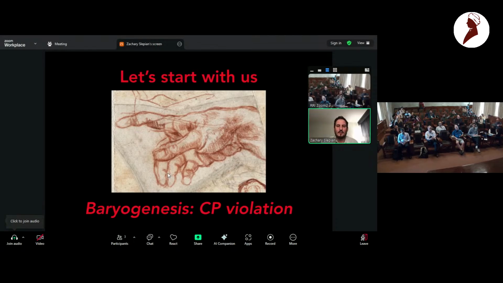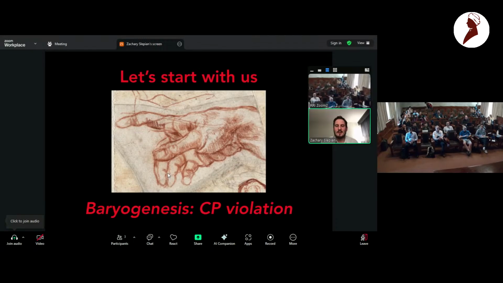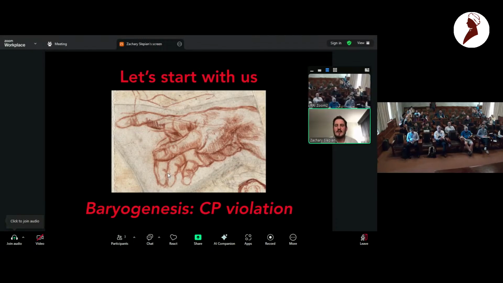And I thought it's appropriate because parity violation may play a role in the CP violation. We know we need to do baryogenesis, which is why there's something rather than nothing, and ultimately why there's us, why there's humans. Otherwise, if you don't have baryogenesis, you don't have an excess of baryons over antibaryons.